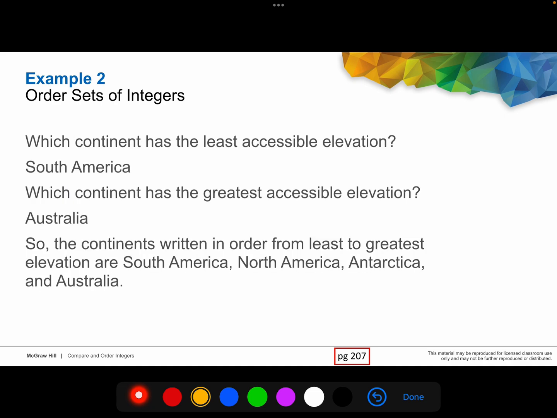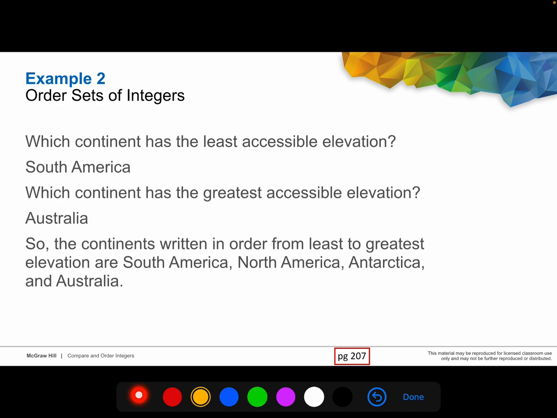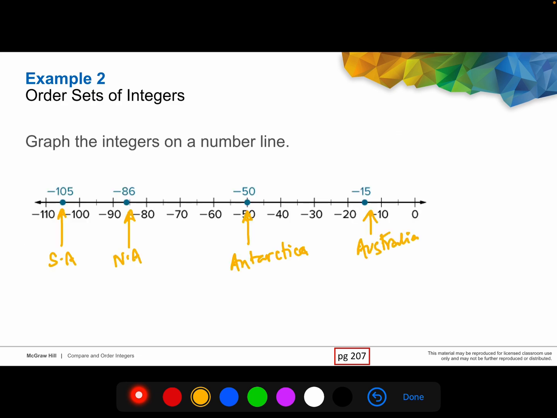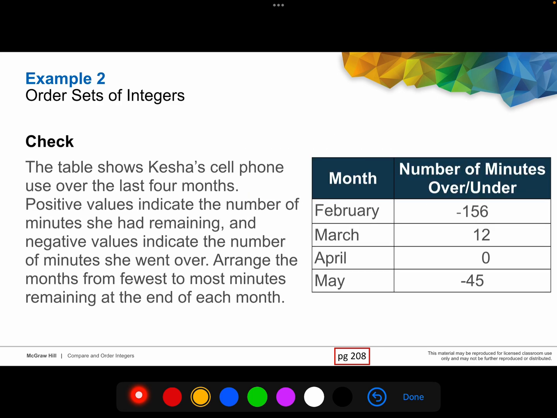So which continent has the least accessible elevation? That's going to be South America. And then the greatest accessible elevation is Australia. And if we write it in order from the least to the greatest, you can see we have South America, North America, Antarctica, and Australia. All right, pause and do the check problem on your own, please. What you need to do is arrange the months from the fewest to the most number of minutes remaining at the end of the month.